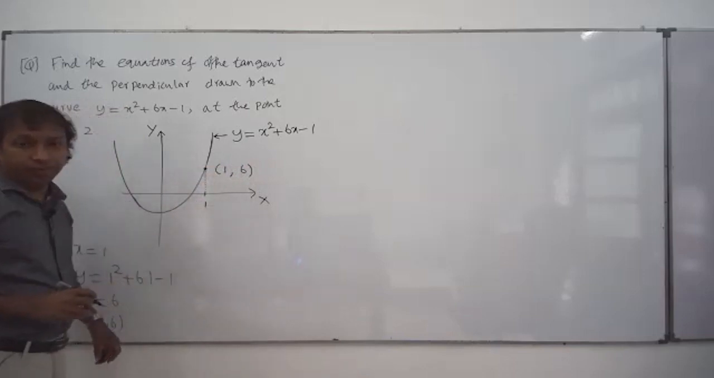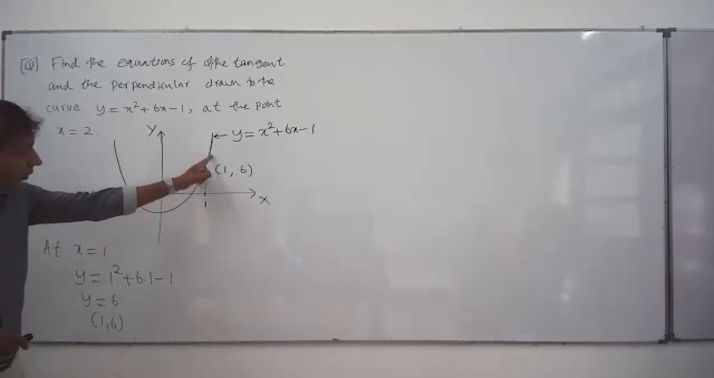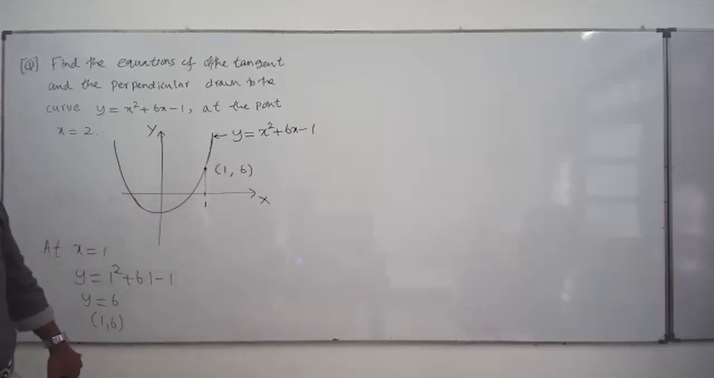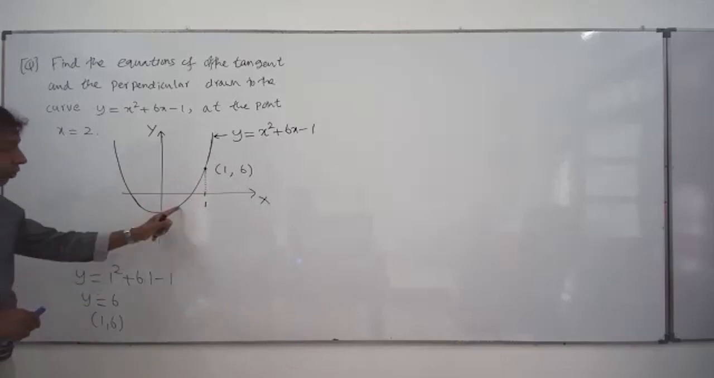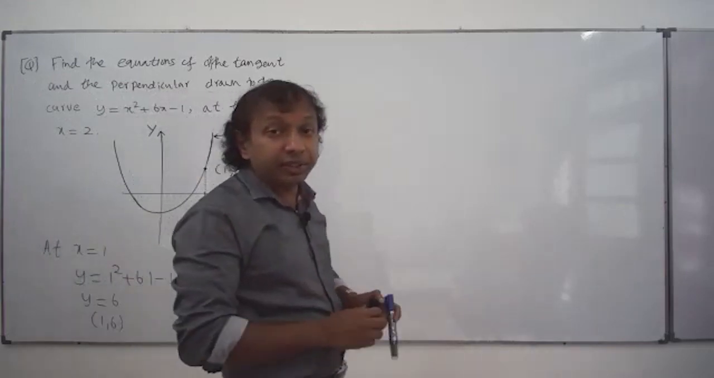1, 6. Right. At this point, to this graph, we can draw a tangent. What is meant by a tangent?